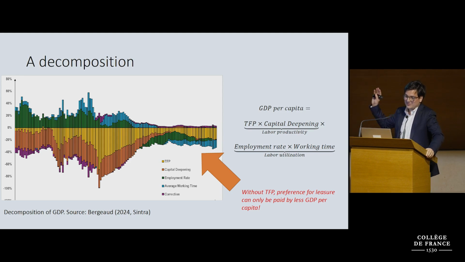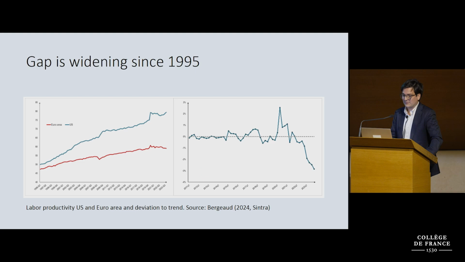This graph is a little bit complicated, but what it shows is that it's important for us Europeans to think about our productivity because we clearly work less than Americans. And as a result, we have a lower GDP per capita.